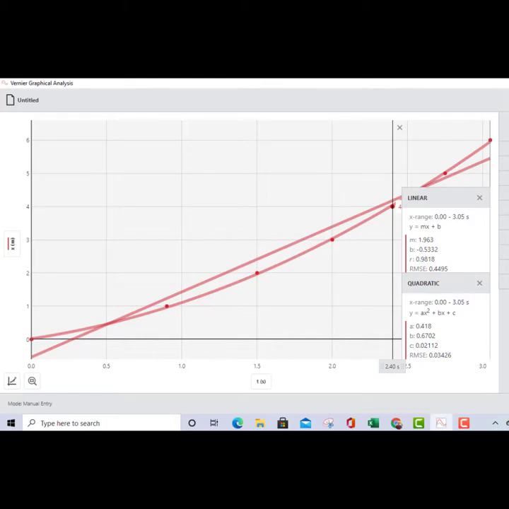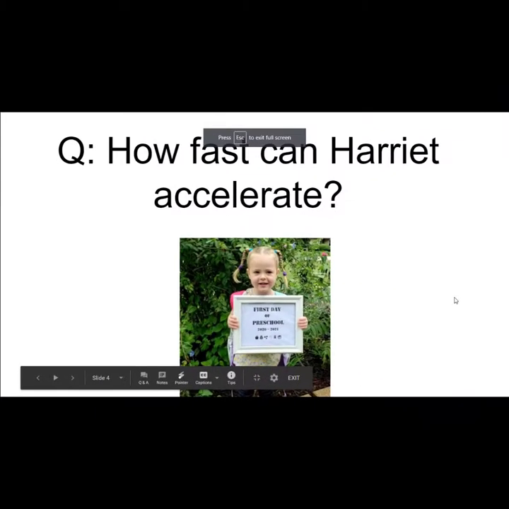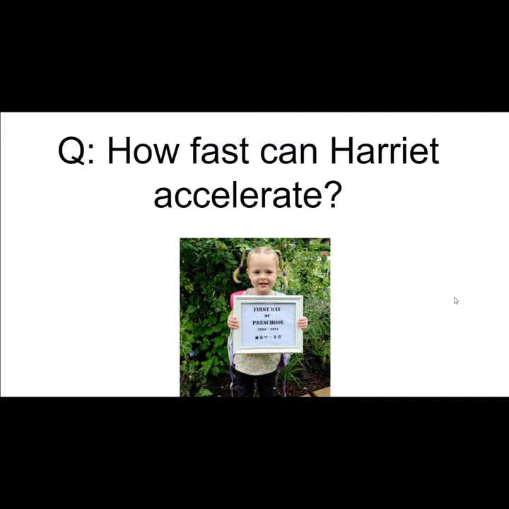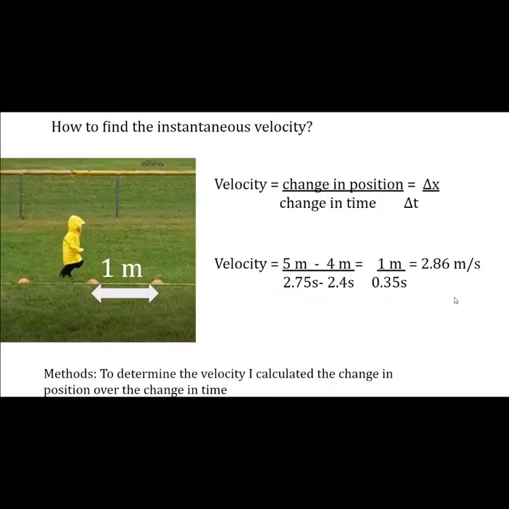So that leads me to the question, how fast can Harriet accelerate? Because she's changing her velocity, so she is accelerating. Well, to do that, I need to figure out her velocity at each one of those different points. So I need to find the instantaneous velocity, not the average velocity, but that instantaneous velocity between each cone. So I need to know the change in position over the change in time. A delta T should be over here.